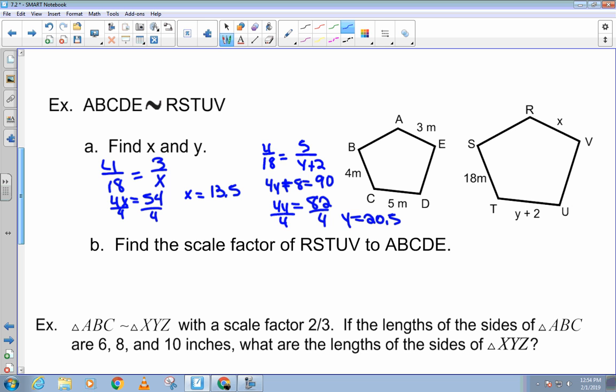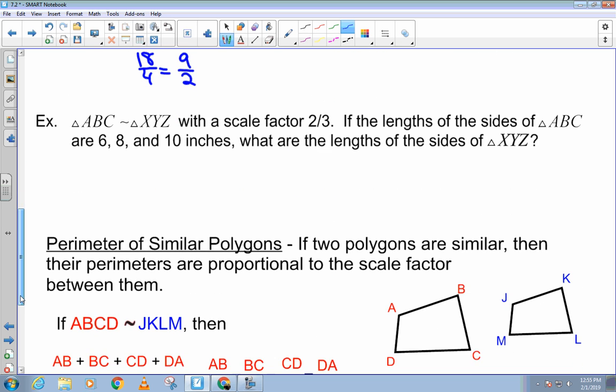What's that going to look like? 18 over 4. And then I need to reduce that, so it's going to be 9 to 2. So my scale factor would be 9 to 2 if they ask for it in that order. Okay. All right. Here's another one.